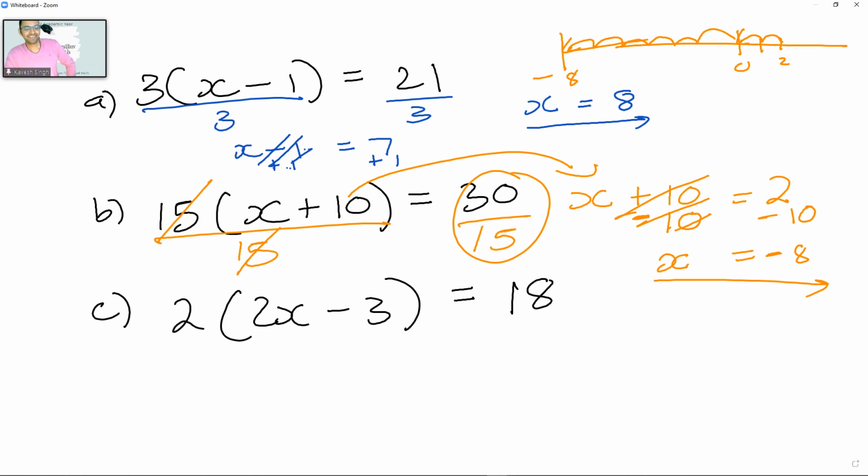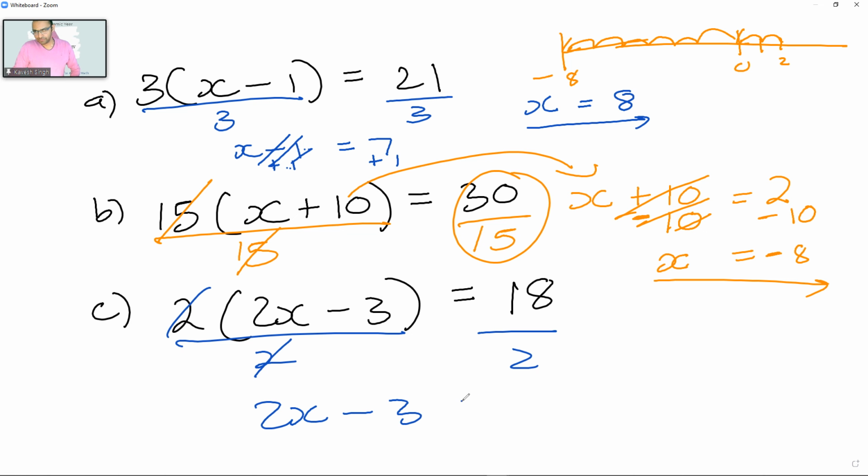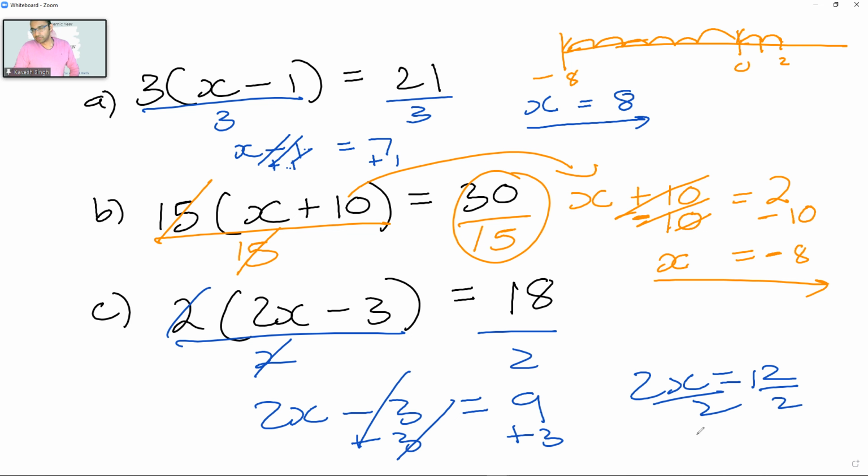All right, we can try that when you're done. We actually just ran out of time, so I'll go through it quickly and then we can stop there. So I'm going to divide both sides by 2, and I'll give you some homework. Don't forget to try that. 2x minus 3 equals 9, plus 3 equals 12, and that cancels out. So 2x equals 12. Divide by 2 equals 6. So x equals 6 for the last one.